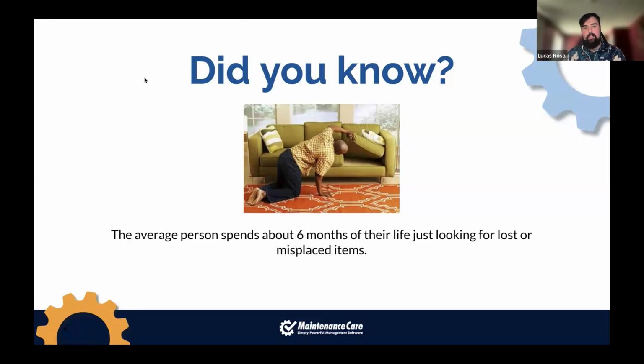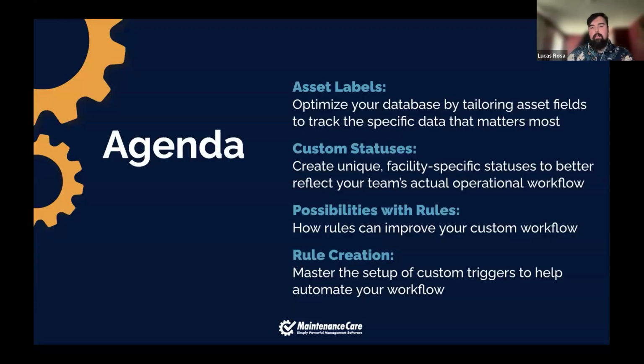So I'm going to go over the agenda here. We're going to cover asset labels, optimize your database by tailoring asset fields to track the specific data that matters most. We're going to go through custom statuses as well, and we're going to create unique statuses that are based on your facility's needs. And I'll show you the possibilities of rules within the system because I said this is labels and rules. And we're also going to show you how to create some rules within your system to see how we're going to have it work best for you and your facility.